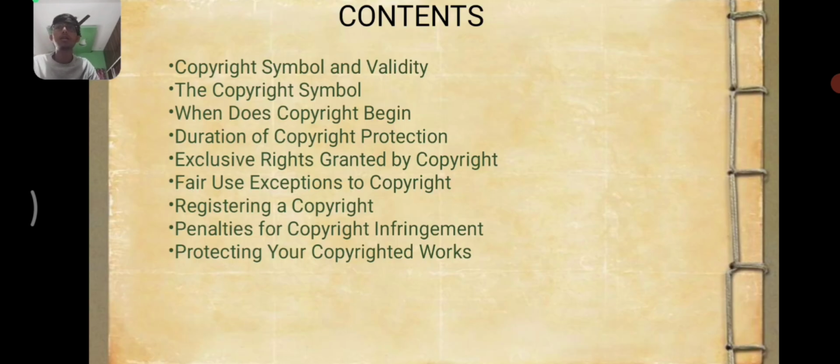These are the contents: copyright symbol and validity, and the copyright symbol. When does copyright begin? Duration of copyright protection, exclusive rights granted by copyright, fair use exceptions to copyright, registering a copyright, penalties for copyright infringement, protecting your copyrighted works. Let us move on to the first topic: copyright symbol and validity.